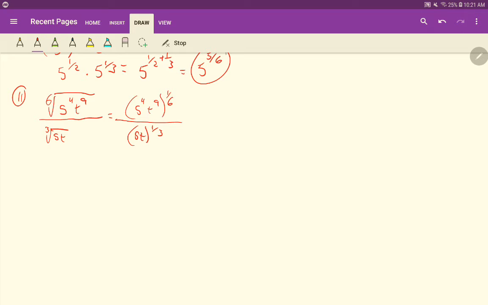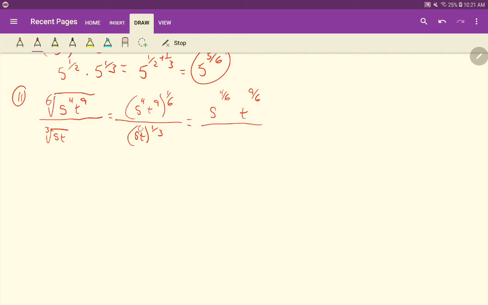Now it's just a matter of simplifying from here. So this power here we will distribute. Since it's a power raised to a power, we're going to multiply powers. So it's going to be 1/6 times 4, 1/6 times 9. So we get 4 times 1/6 is 4/6, and 9 times 1/6 is 9/6. And then 1/3 also distributes.